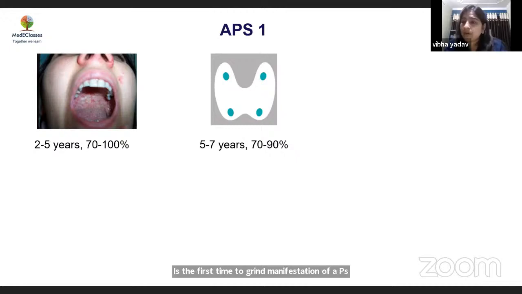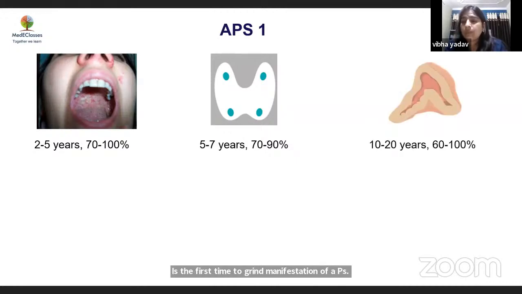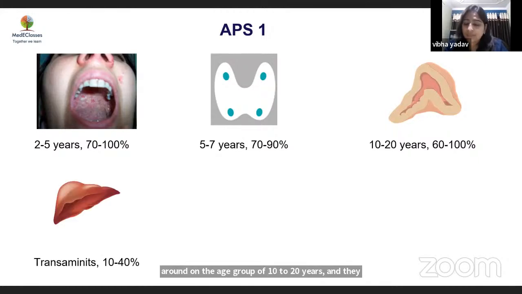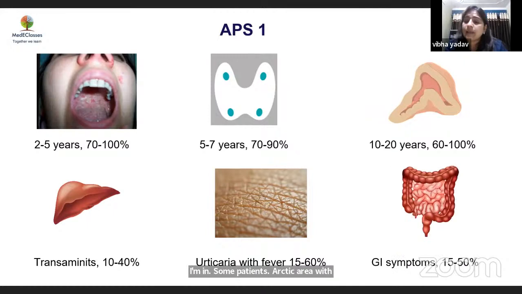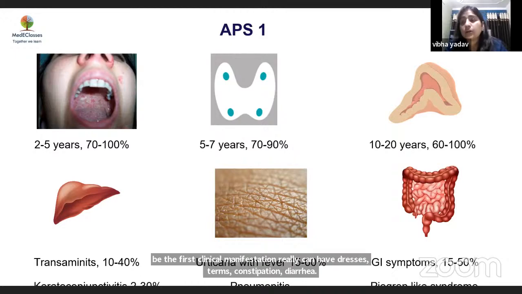Later on, the adrenal glands are also involved around the age group of 10 to 20 years, and they will present as primary adrenal insufficiency. They could also have transaminitis, urticaria with fever. In some patients, urticaria with fever could also be the first clinical manifestation. Rarely they can have GI symptoms, constipation, diarrhea, keratoconjunctivitis, pneumonitis, and Cochran-like syndrome.